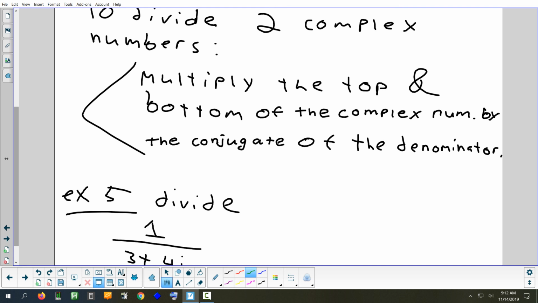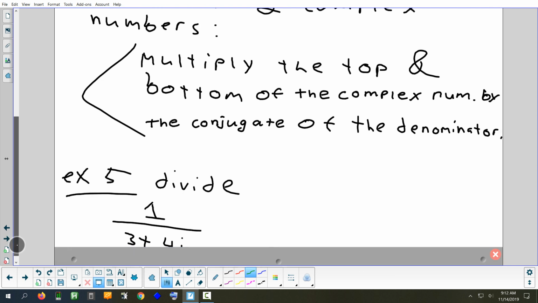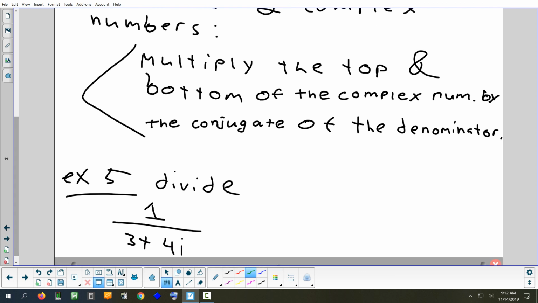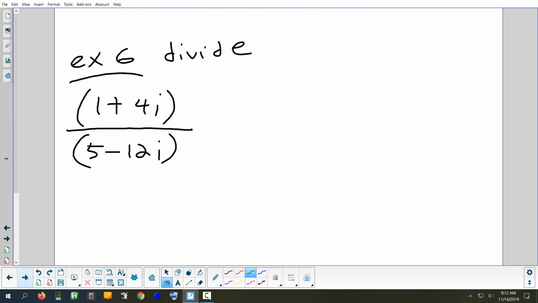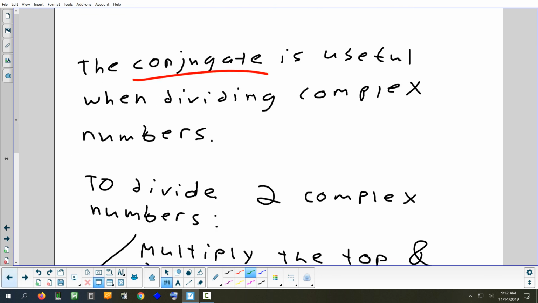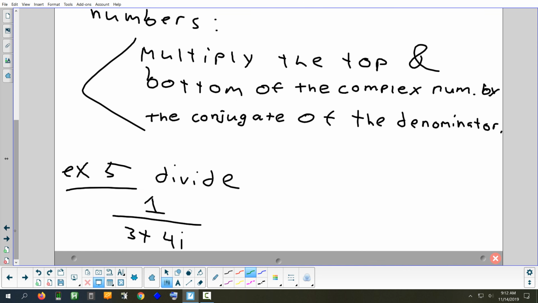Now, example 5 is a little bit easier than example 6, because if you look at example 5, the numerator is pretty simple. That's going to be an easier problem to do. When we do example 6, the numerator is a little more complicated. Still the same method though. Multiply the top and the bottom by the conjugate of what's in the bottom.